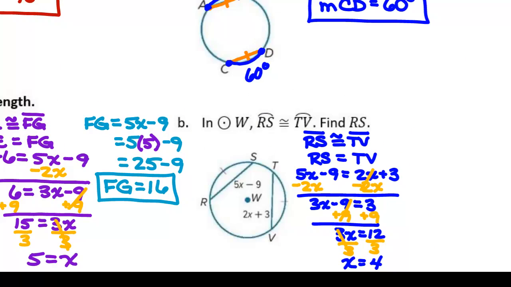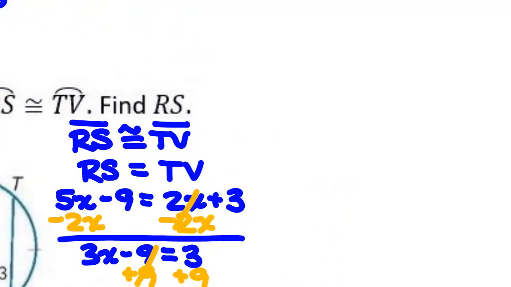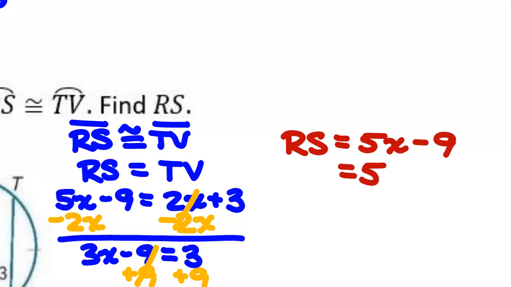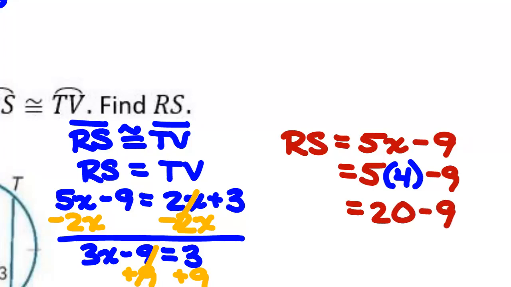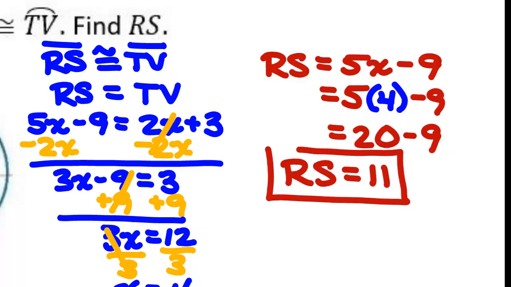So if x is 4, how big is RS? 11, yes. Segment RS is 5x minus 9. We just found out that x is 4, so I have 5 times 4 minus 9. 5 times 4 is 20, and 20 minus 9 is 11. So segment RS has a size of 11 units.